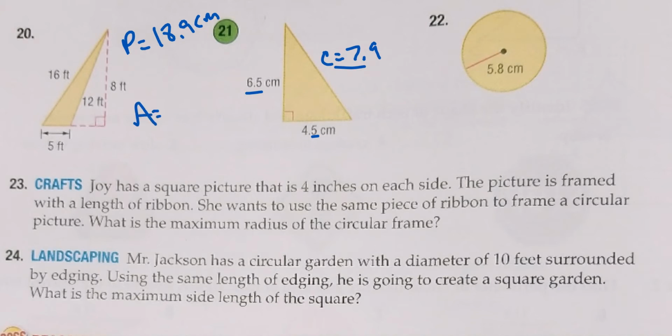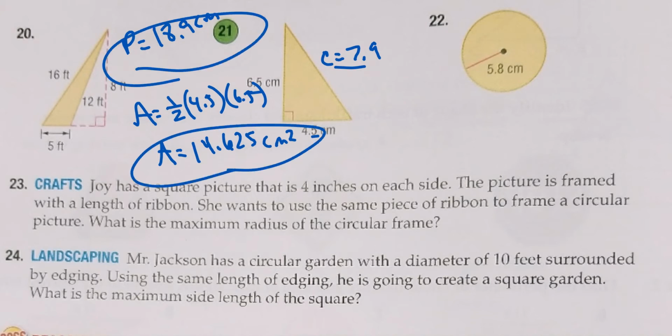My area is going to be equal to 1/2 times 4.5 as the base times 6.5 as the height. And I get my area is 14.625 square centimeters. So don't forget your labels.